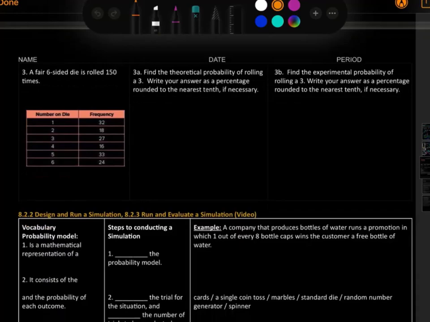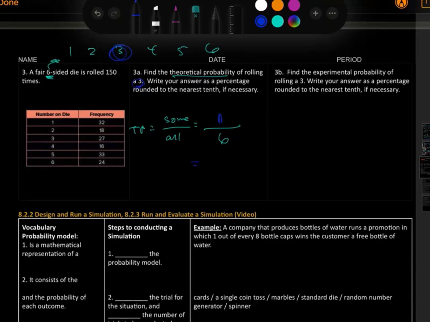All right, let's go over question number 3. A fair 6-sided die is rolled 150 times. Find the theoretical probability of rolling a 3. So the theoretical probability is all of your probabilities over some of them. That's another way of saying it. So we have 6 sides on the die, and there's just one number. Again, list out all the numbers, that might help you. 1, 2, 3, 4, 5, 6. And we're trying to roll a 3, so that's only one number, so 1 out of 6.